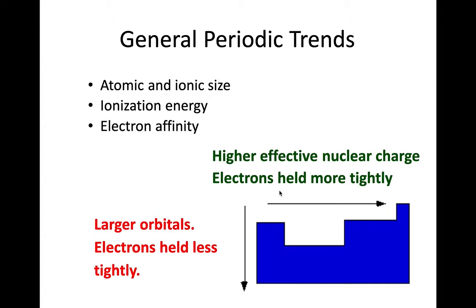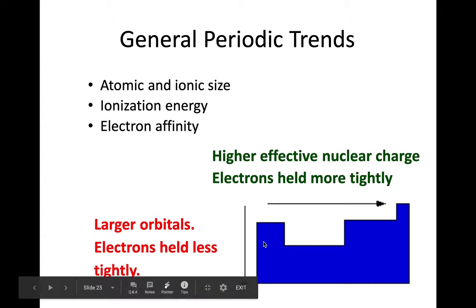And so if we just think about size first, think about moving down a column. What's happening? Well, as we move down a column, our principal quantum number is increasing by 1. That means we're adding an energy level to our atom. We're adding a whole other shell of orbitals. And so, of course, our atomic size is getting bigger. We're moving out to a higher and higher energy level.